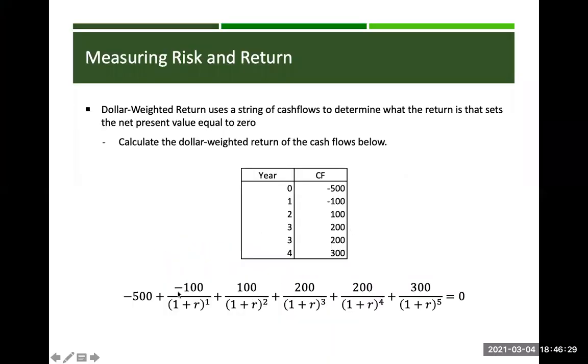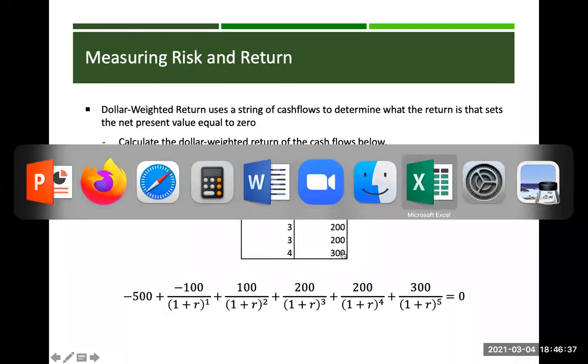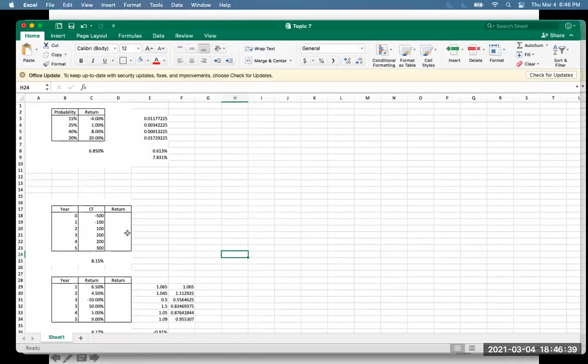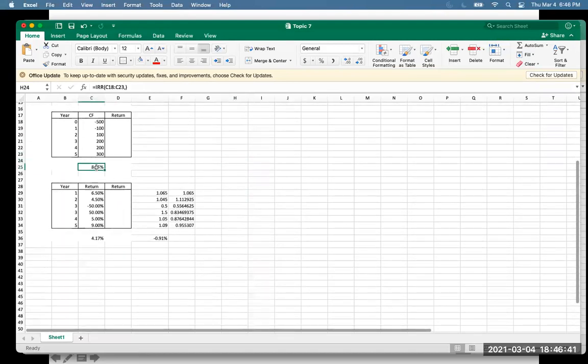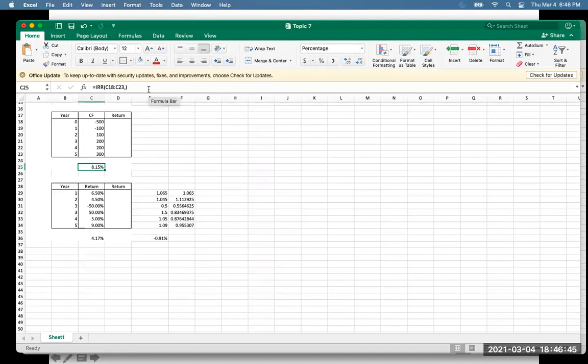The way this has actually worked is it's solving this problem. And so let me pull up my file. If you don't have a financial calculator, but you have access to Excel or some kind of a spreadsheet software, IRR.